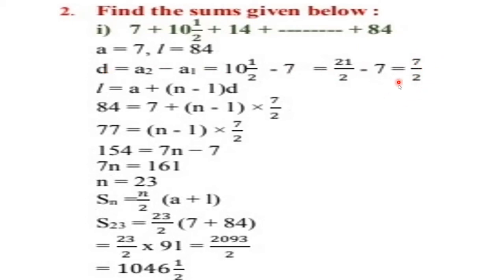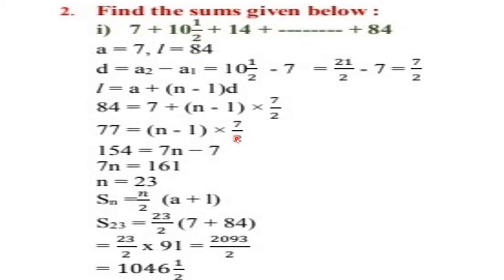So now use this common difference in the nth formula of AP. Then you are going to get, the last term here, that is the nth term, 84 is equal to a value, which is 7, plus n minus 1, keep as it is, substitute d value, that is 7 by 2. Then shift this 7 from the RHS to the LHS, that is 84 minus 7. So we are going to get 77 equal to n minus 1 into 7 by 2.